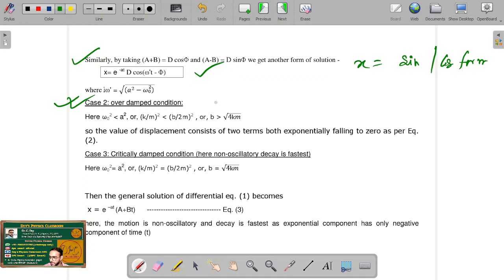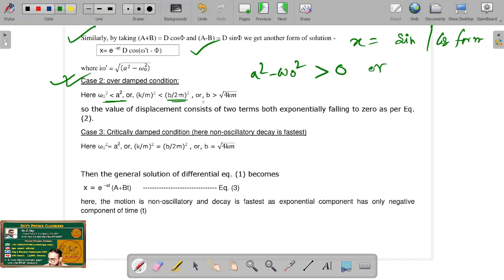Here in case of overdamped condition, that root under term, that is (b by 2m) square minus omega 0 square, would be greater than 0. So for that case, omega 0 square would be less than a square, or (b by 2m) whole square would be greater than (k by m), or b would be greater than root of 4km. So this is the condition for overdamped vibration.